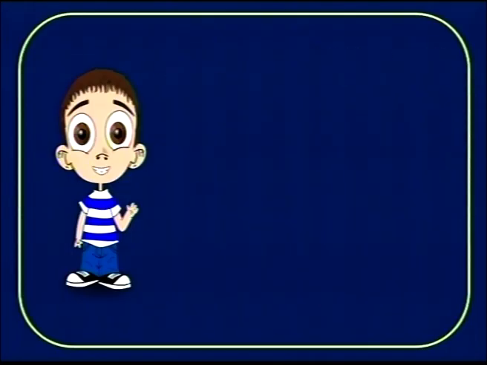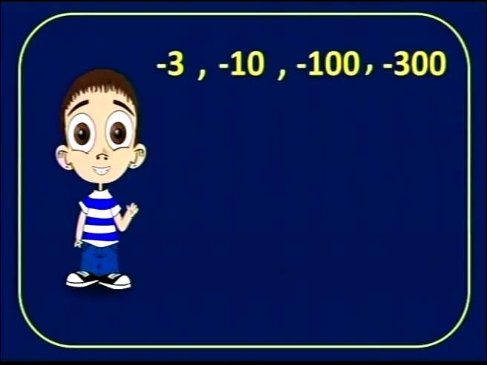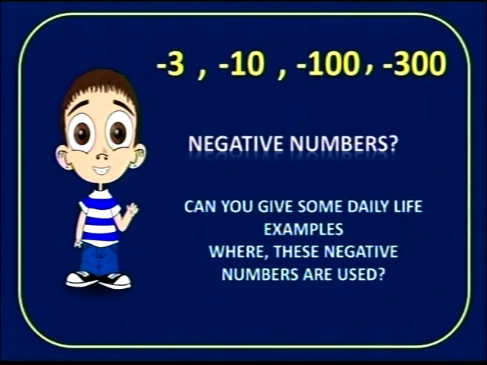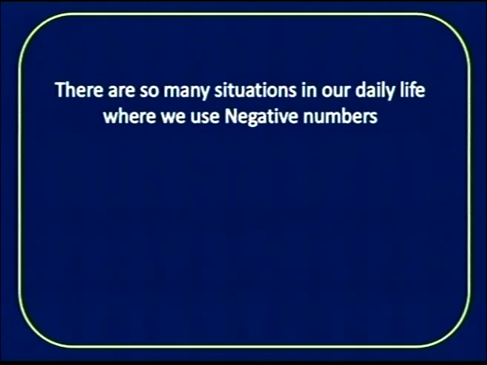Okay, now are you observing a boy here? He is getting a doubt. What is the doubt? Here we have 4 numbers, that is minus 3, minus 10, minus 100, minus 300. Yes, we call them negative numbers. Can you give some daily life examples where these negative numbers are used? Yes, let us know that.